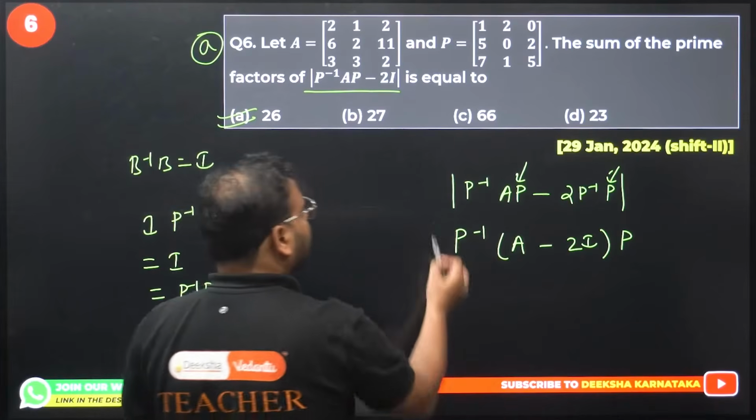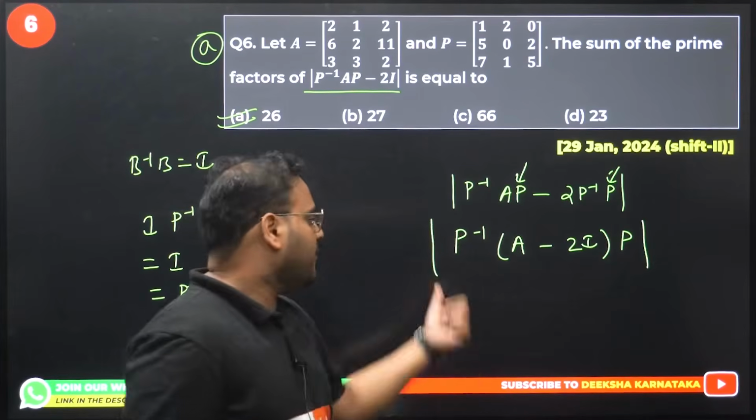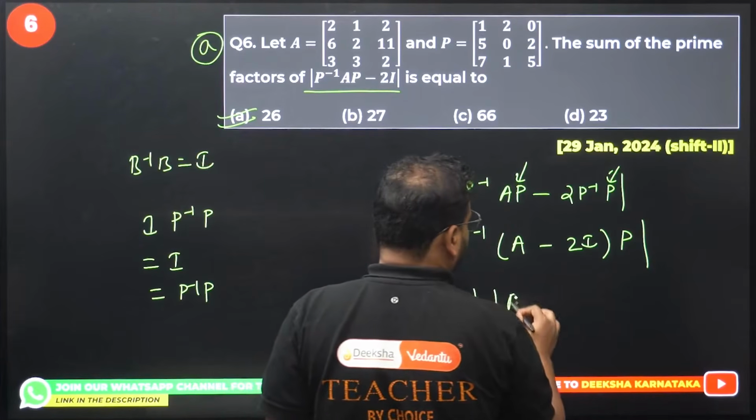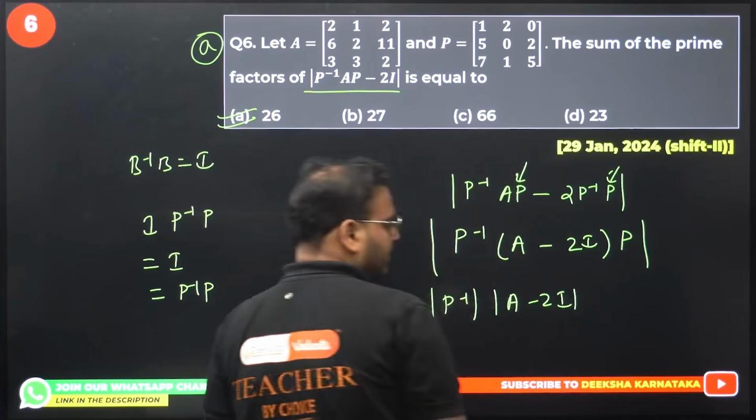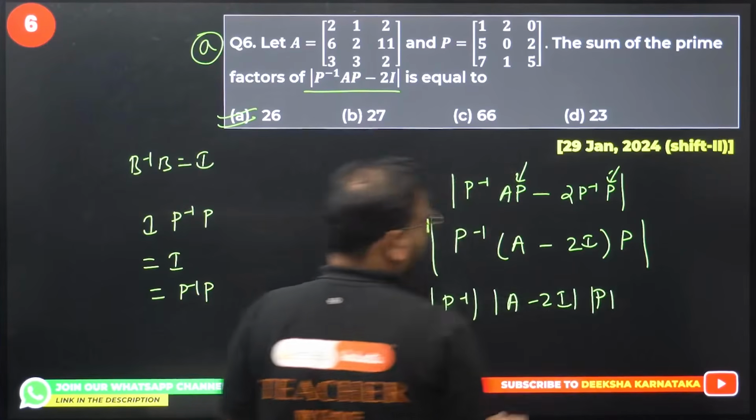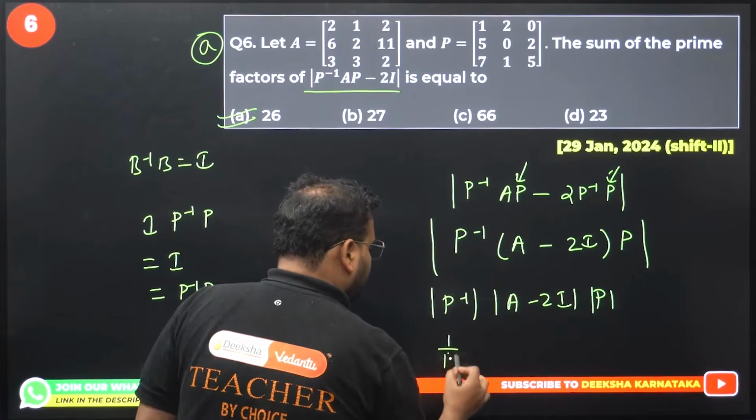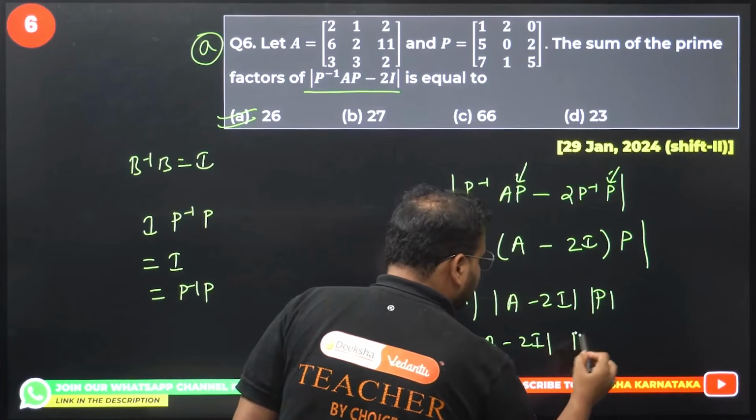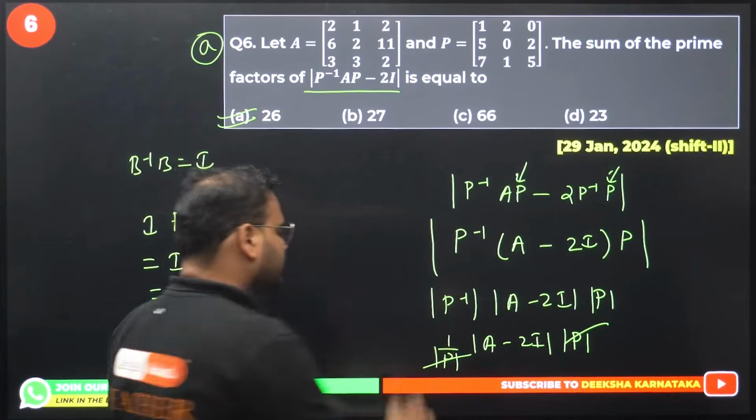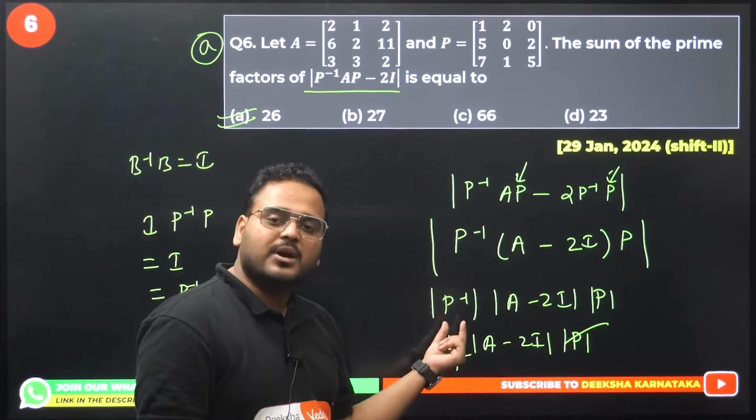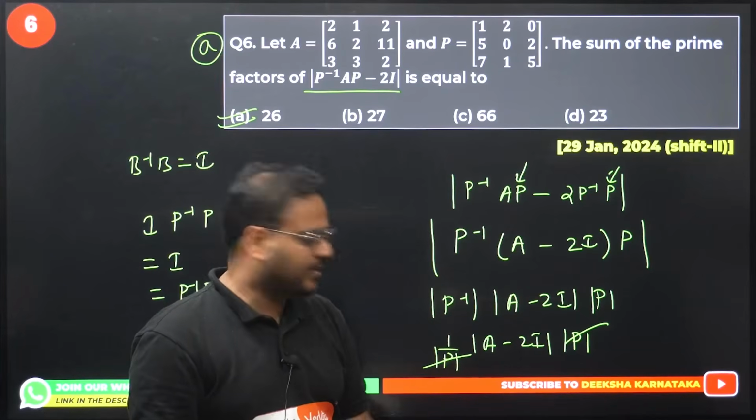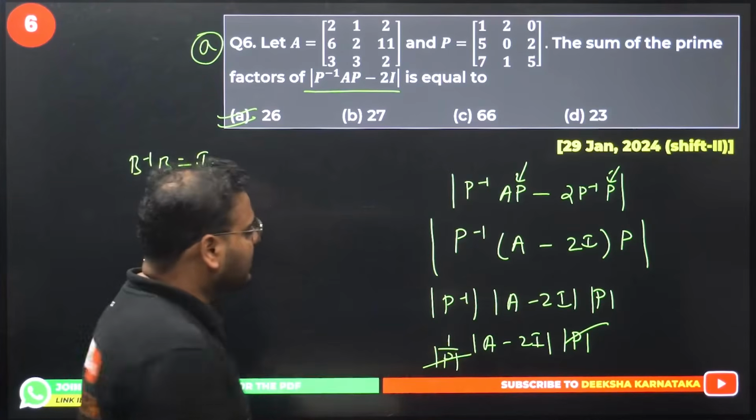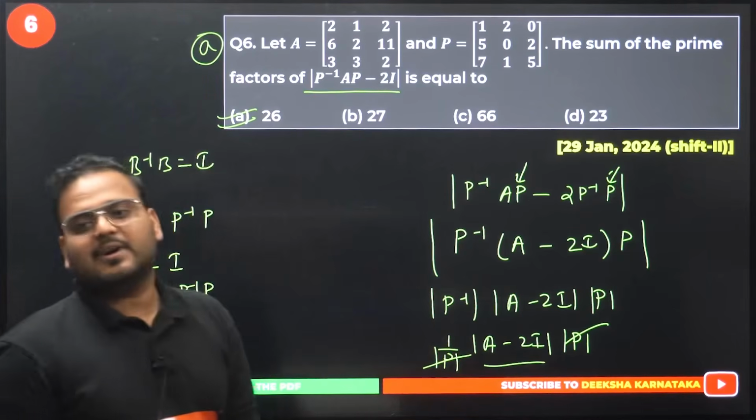For this we have to apply determinant. Okay. What we get for that? We get here determinant of P inverse, determinant of A minus 2I, and determinant of P. We know that this will become 1 by determinant of P, right? And this will be determinant of A minus 2I, determinant of P. We can cancel these two. Determinant of P inverse is nothing but determinant of P power minus 1, right? So I can take it in the denominator, cancel that too. Okay, I have the answer as simply determinant of A minus 2I.